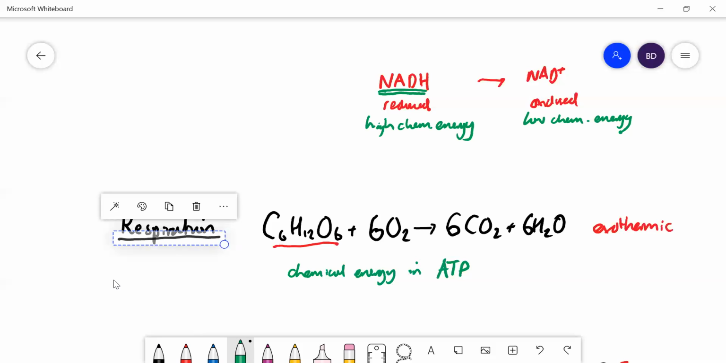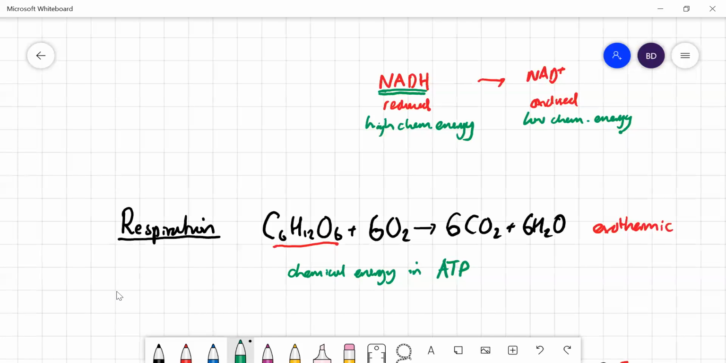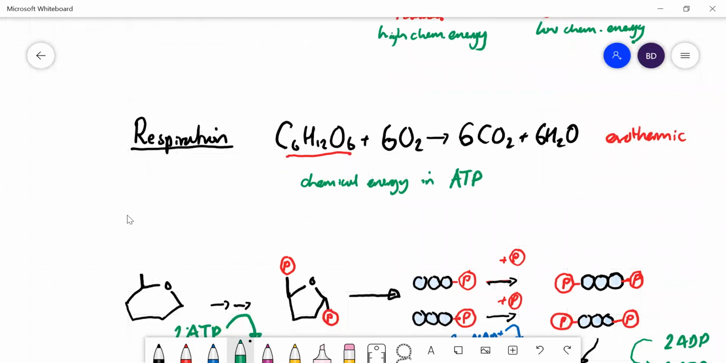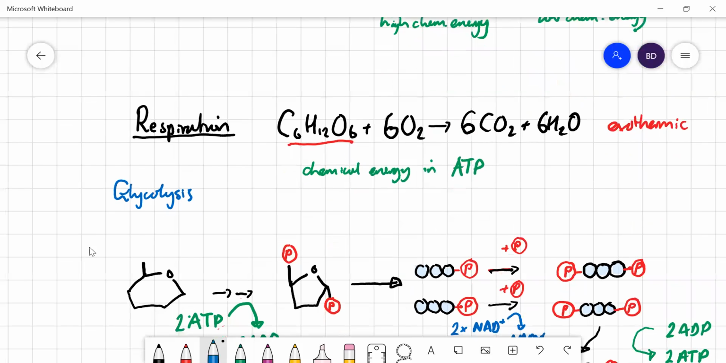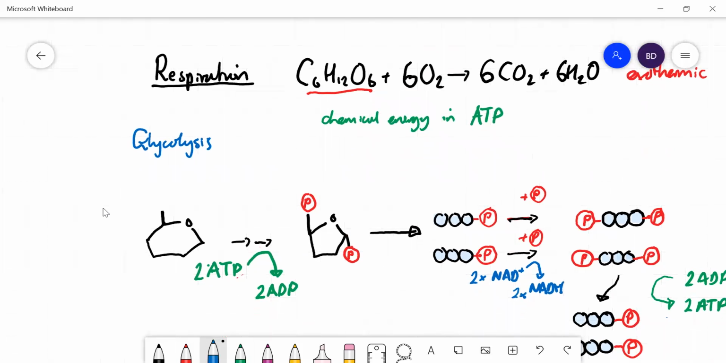Right, now we're going to split this, in this video, into 3 stages. And the first one of those is called glycolysis. Okay, so this is the first one here, glycolysis. Let's see what happens here. Right, what I've drawn there, this is glucose. You probably recognize, there's 6 carbons in it, C6H12O6.